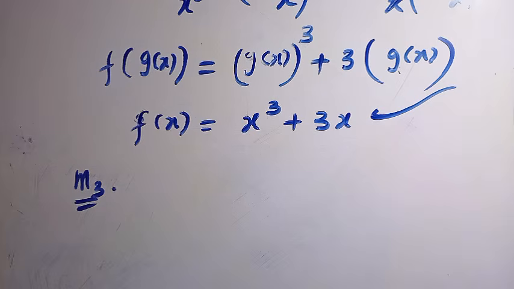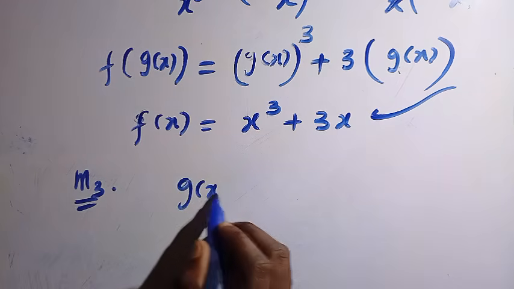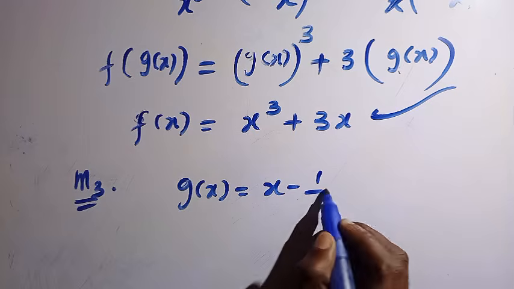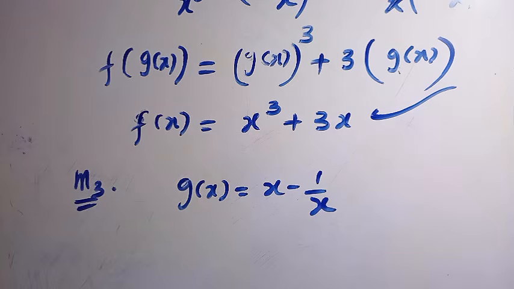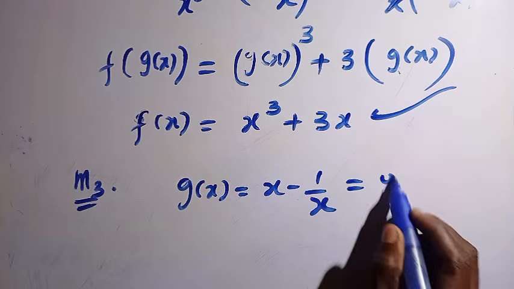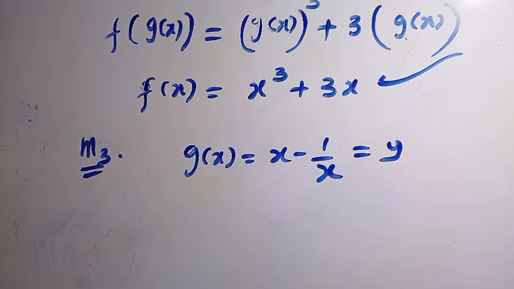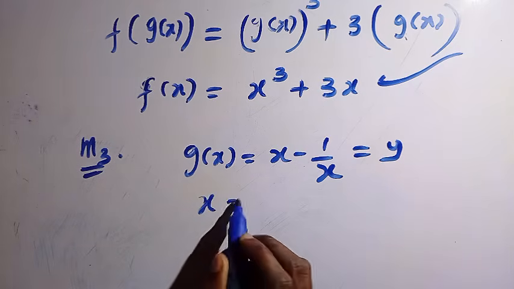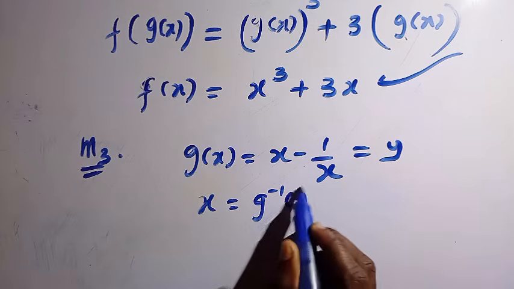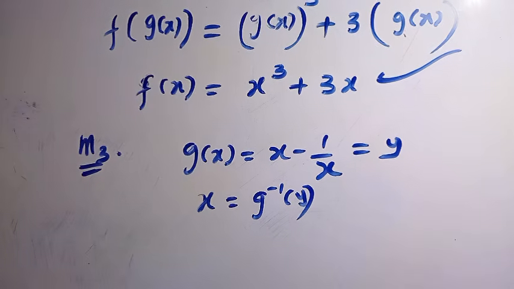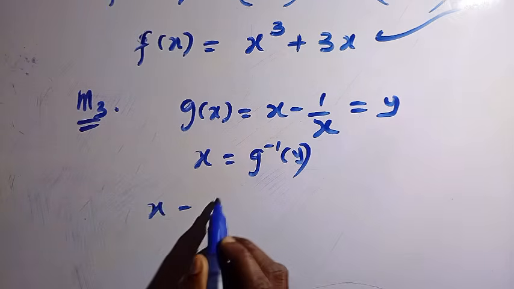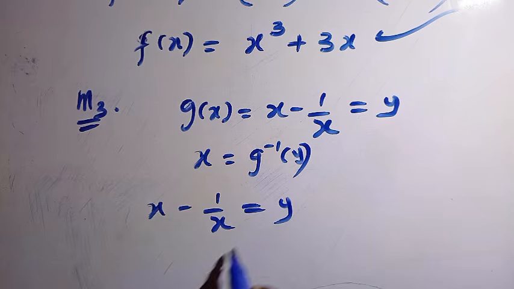What if we try to apply the substitution method here? Let's say I take g of x equals x minus 1 over x as it was given to us. If I let this one be equal to y, I mean g of x is now equal to y, as well as x minus 1 over x equals y. Then we are going to have x as g inverse of y. But again, we are going to let x minus 1 over x be equal to y.